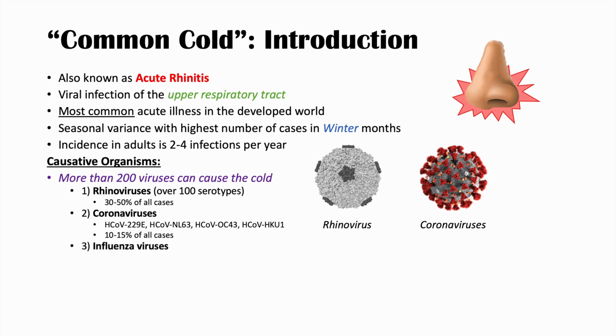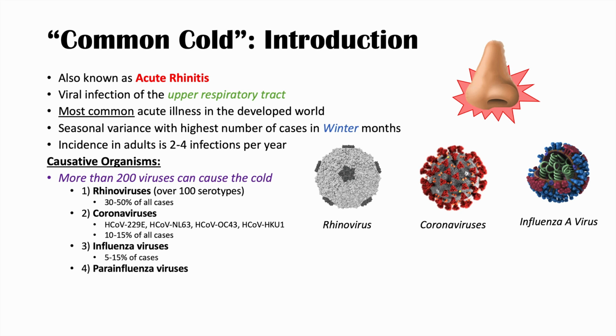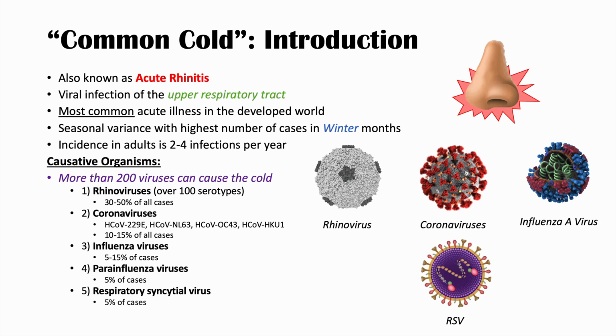The third most common category of causes of the common cold are the influenza viruses. So the influenza viruses usually cause about 5 to 15% of cases, so a smaller portion. Parainfluenza viruses can also cause the common cold, roughly about 5% of cases. The respiratory syncytial virus, or RSV, can cause, again, about 5% of cases. Now, there are other viruses that can cause the common cold as well. They're very rare and less likely to happen, but they can cause an acute rhinitis.